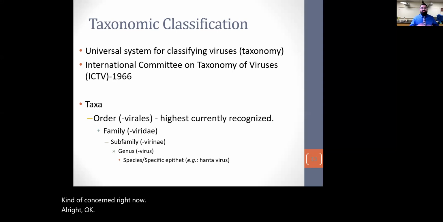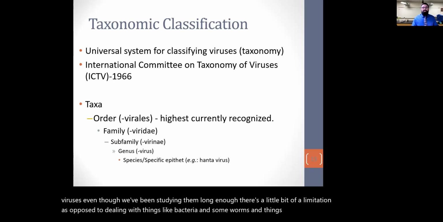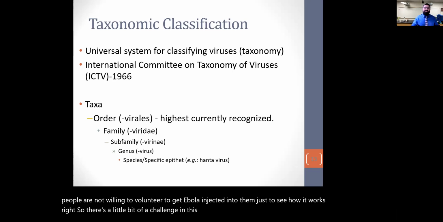So continuing on with the taxonomy, because we don't have enough information about viruses, even though we've been studying them long enough, there's a little bit of a limitation. As opposed to dealing with things like bacteria and some worms, most people are not willing to volunteer to get Ebola injected into them just to see how it works, right? So there's a little bit of a challenge in this case. So we have sometimes limited information on how a virus infects, progresses, and so on and so forth.